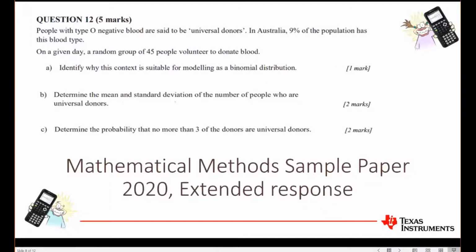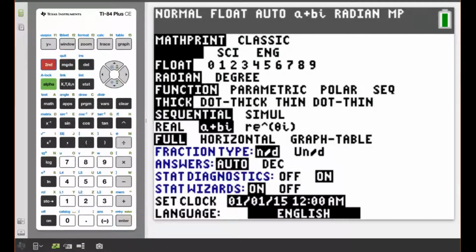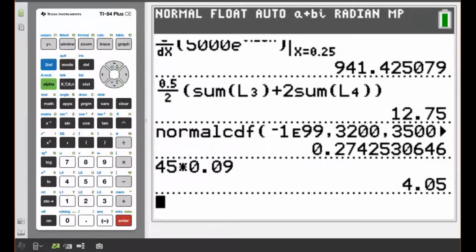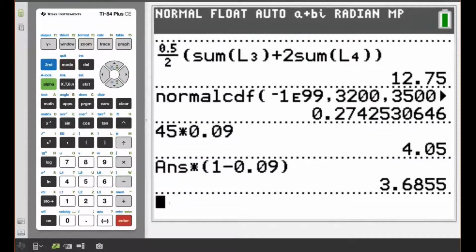We will go through calculating the mean and the standard deviation though. So our mean, if we go out of here, we should know that our mean is our sample size, so 45, n, times the probability of that occurring, so 0.09, which gives us 4.05. For our standard deviation, we're going to multiply that again by our inverse probability, so 1 minus 0.09, and this gives us 3.6855.